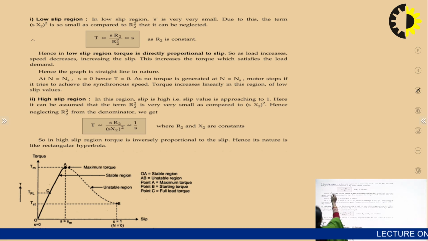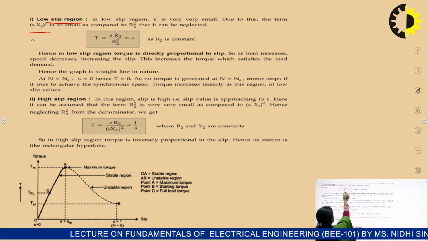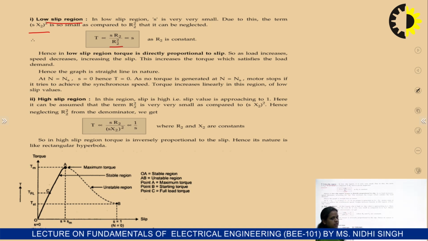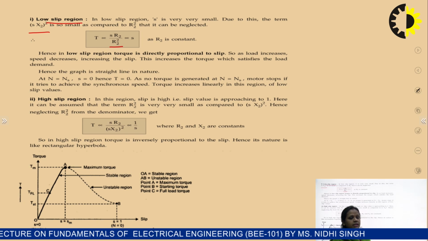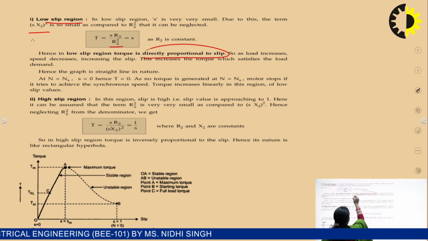In the low slip region, S is very small, because low slip means the slip value is very small, and due to this the term (SX2) whole square is so small in the torque equation compared to R2 square that it can be neglected. Now the torque is proportional to SR2 by R2 whole square, and we know the resistance is constant. So basically, in this low slip region, the torque is directly proportional to the slip.